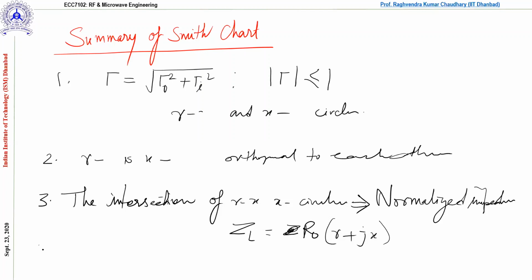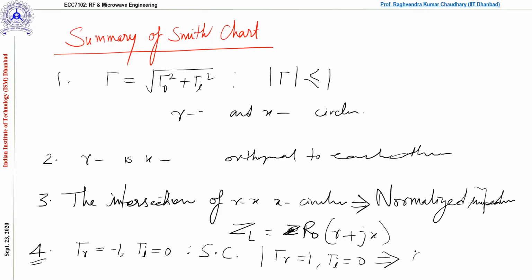Other important points are that gamma R equal to -1 and gamma I equal to 0 corresponds to the short circuit, whereas gamma R equal to 1 and gamma I equal to 0 corresponds to the open circuit. So these are some of the points you need to remember, correct?